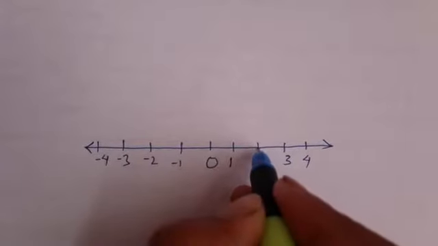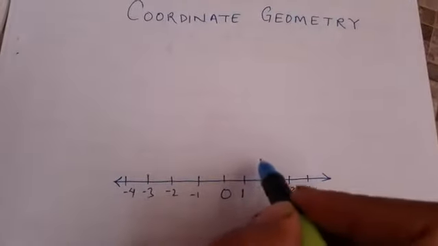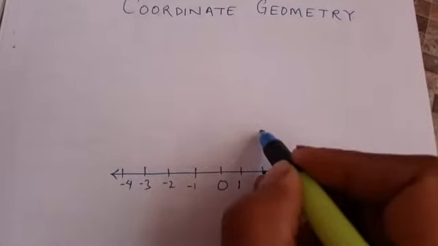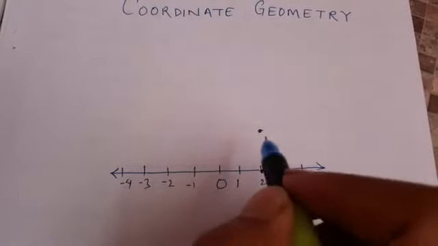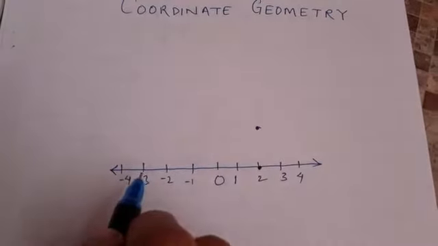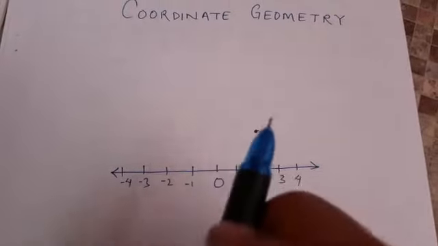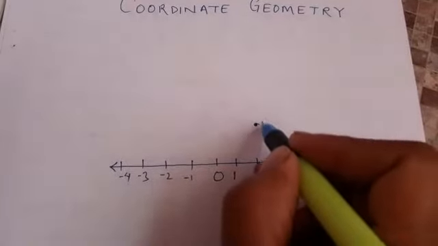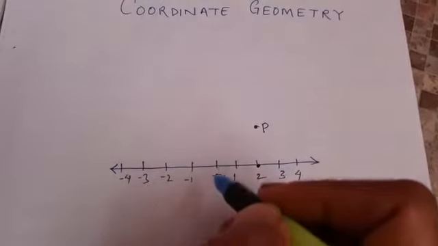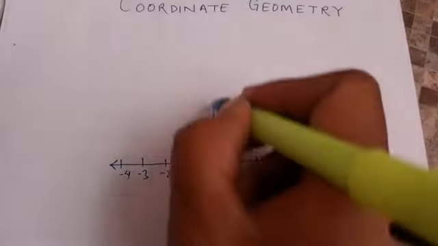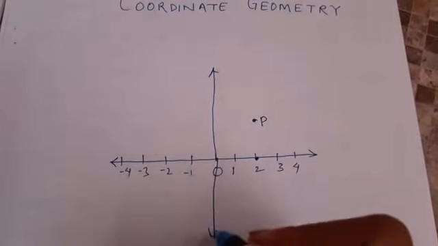Suppose one point is there. How will you locate the position of this point? Just with the help of one number line it is not possible to locate the position of this point. Suppose this is point P. So to locate this point we need another line of reference that is perpendicular to the previous line.